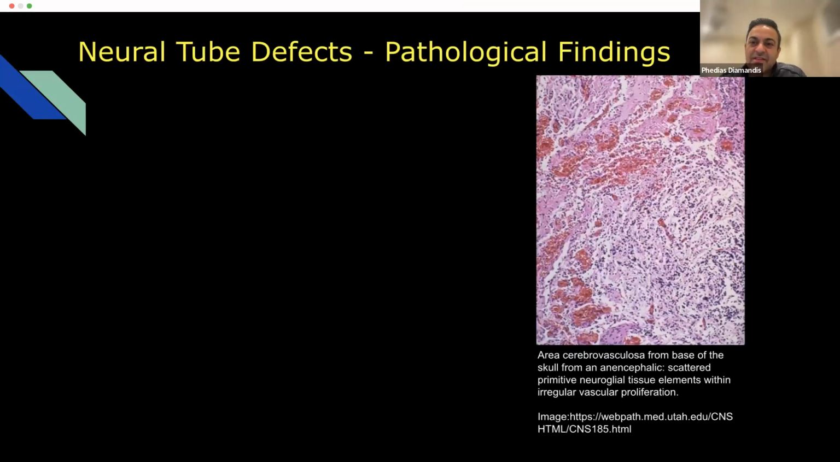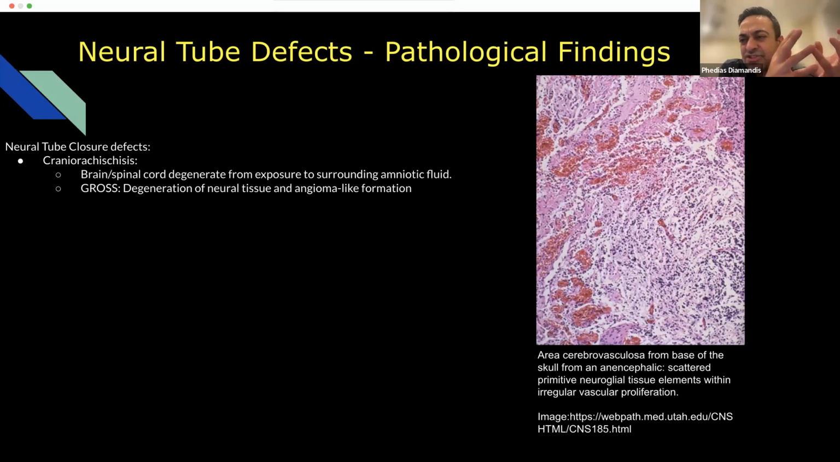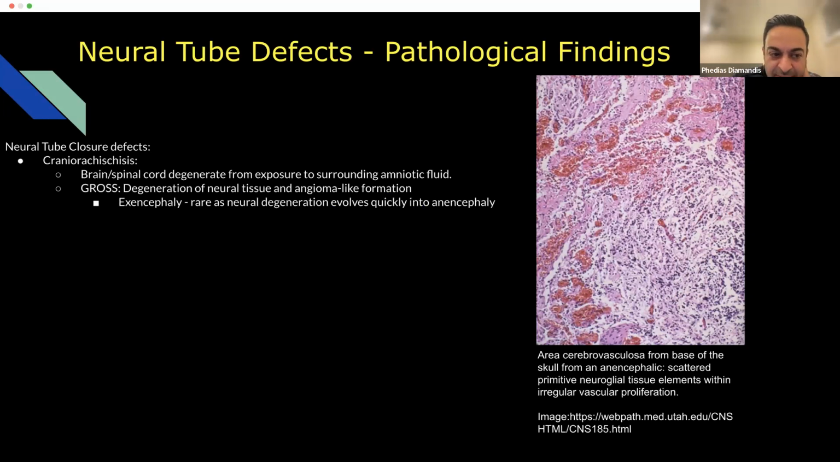So diving into the neuropathological findings, let's again go through the different disorders and see how they're related. In craniorachischisis, the brain and spinal cord are degenerating from exposure to the surrounding amniotic fluid. And so grossly, you have degeneration of neural tissue and the formation of angioma-like tissue, with very vascularized, degenerated brain tissue, as shown in this microscopic image.